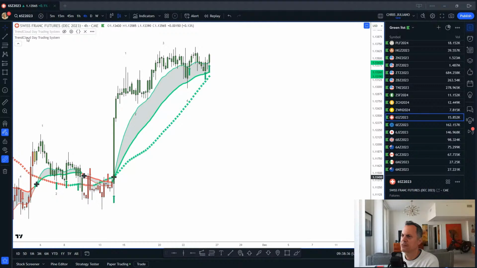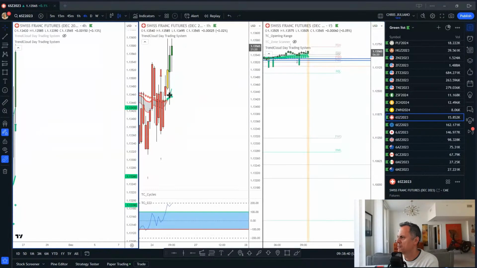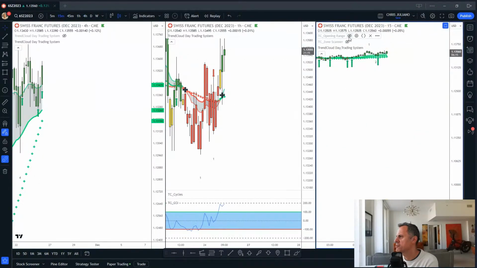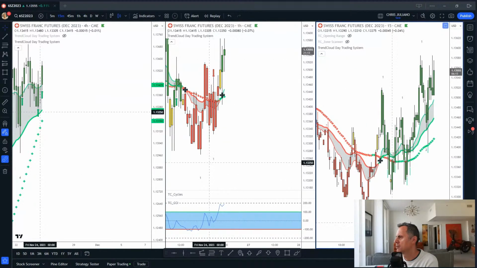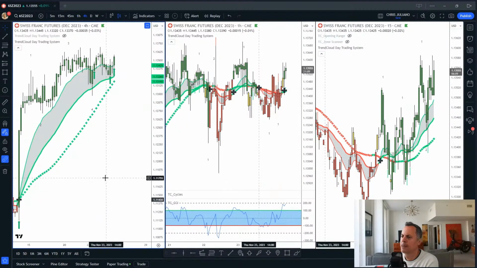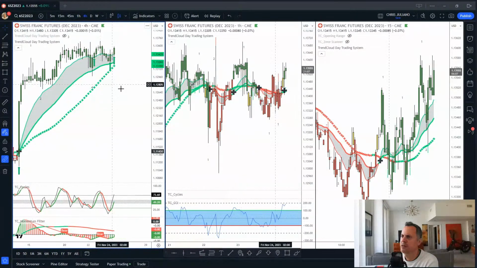So let's see. The Swiss franc. What's going on with Mr. Swiss franc here? Let's take a look. Let's refresh our charts. Okay. Refresh. Uptrend on the high time frame. Got some signals here. Cycling up. Momentum is up.